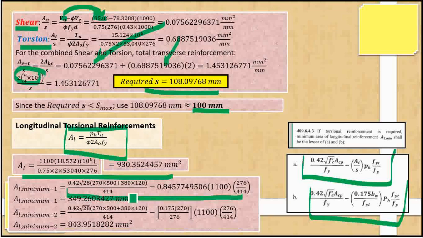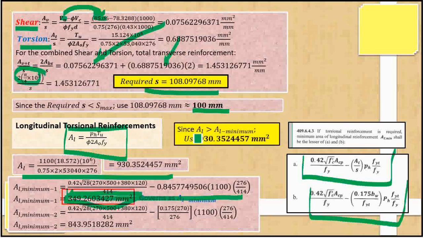So, ano yung mag-govern dito for the AL minimum? Syempre, minimum nga eh. Eh dito, di ba? So, ito yung mag-govern as the AL minimum natin. So, ngayon, i-compare natin siya dito sa nakuha natin na required area for the longitudinal reinforcements. So, ngayon, since yung AL daw natin is greater than dun sa AL minimum, ibig sabihin, goods, di ba? Kasi, minimum nga ito eh, di ba? So, hindi ka pwede bumaba dito sa 349 na to. So, therefore, tama lang tong nakuha natin na AL. Ito pa rin yung mag-govern, okay?